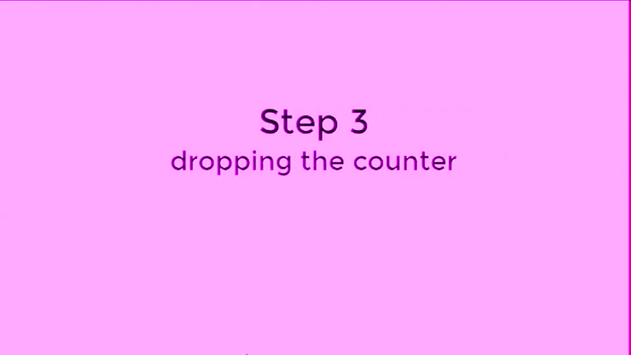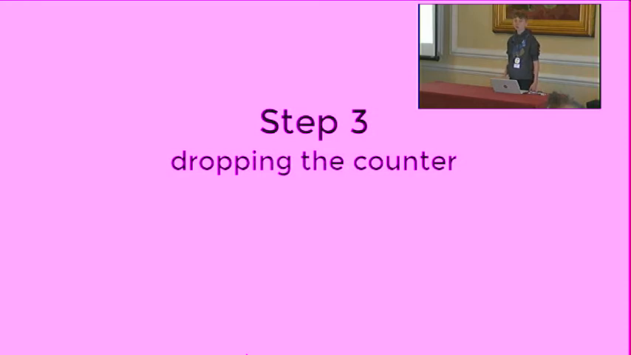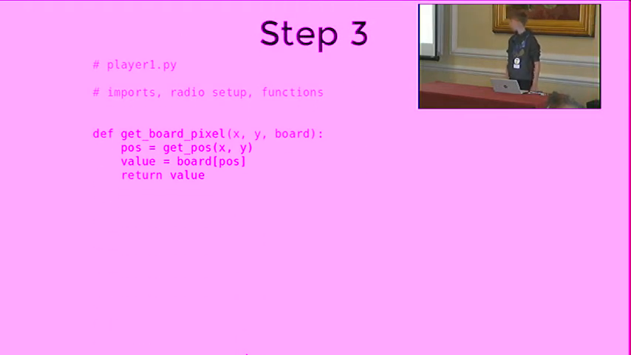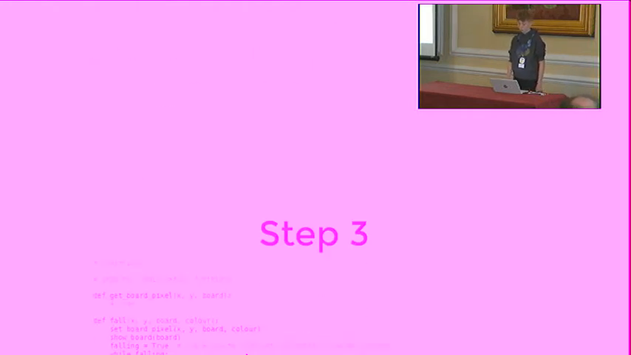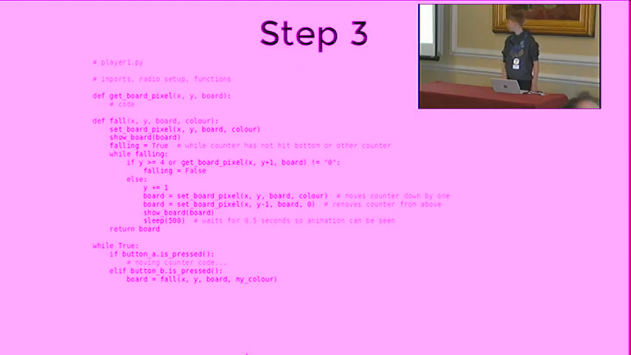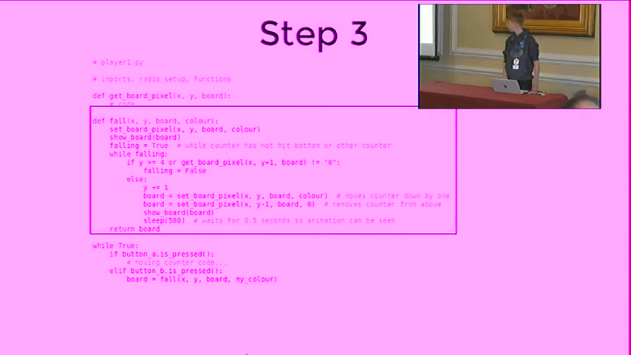So step 3 is dropping the counter, because that's one of the fundamental parts of actually playing the game. You don't want to just move the counter along the top continuously for hours. You want to actually be able to drop it into the grid. So I made another function which gets the board pixel at any XY point. So then we use this fall function here. So you give it the XY coordinates of where you start and the board and the color that you are, and it will slowly make the pixel drop to the bottom, or if there's a pixel that's not blank beneath it, it will stop falling, because then you can't really play.